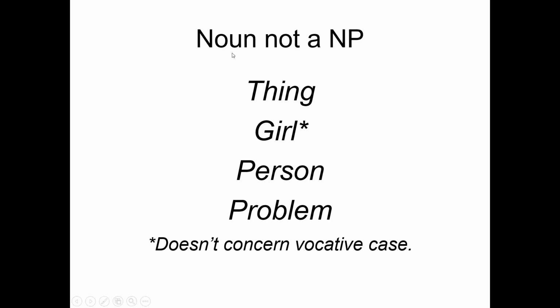But in other cases, one noun doesn't constitute a complete noun phrase. Like thing, a person, a problem. You may say, I have a problem. You can't say, I have problem. So in this case, the individual noun, which is a lexical category, isn't a complete noun phrase.